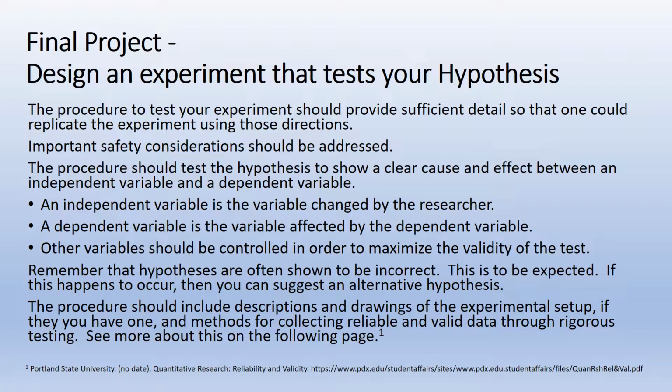Remember that hypotheses are often shown to be incorrect. This is to be expected. If this occurs, then you can suggest an alternative hypothesis. Keep in mind that you need to take safety precautions too. Finally, the procedure should include descriptions and drawings of the experimental setup, if you have one, and methods for collecting reliable and valid data through rigorous testing. See more about this on the next slide.